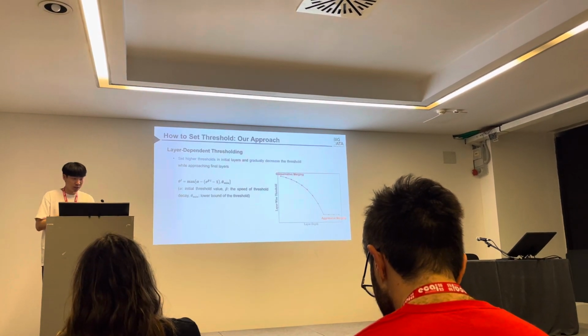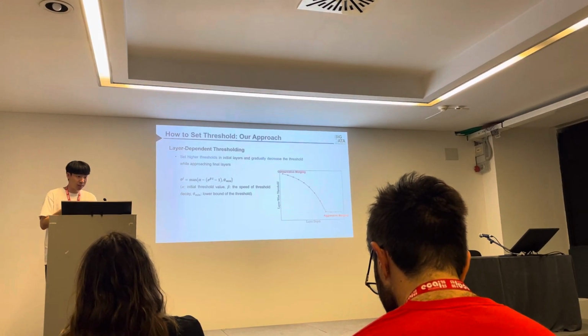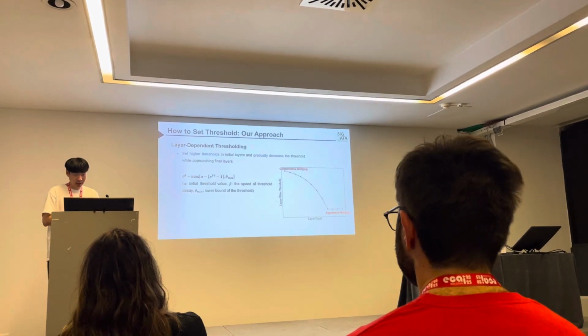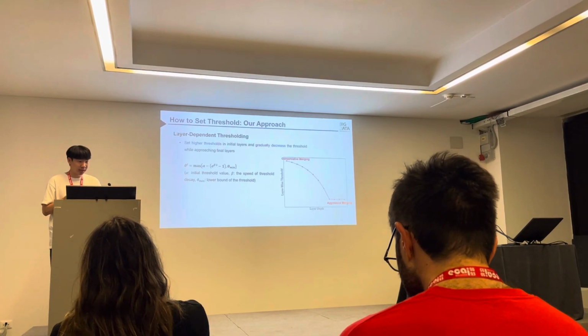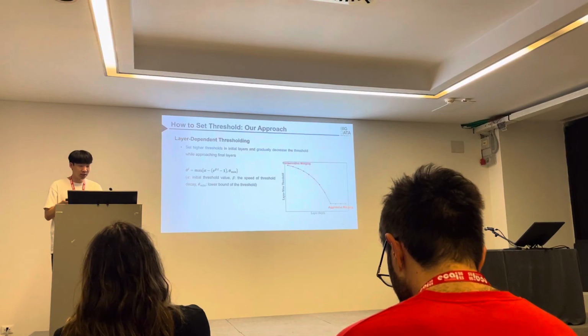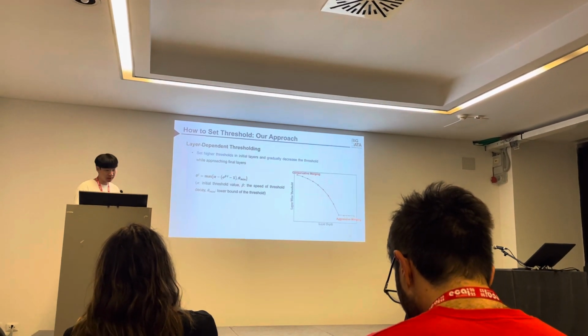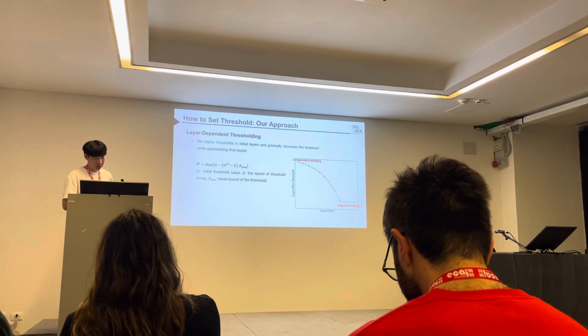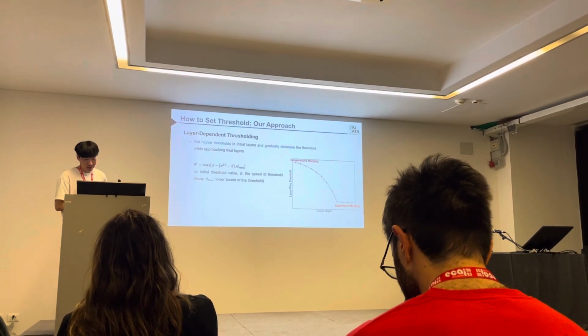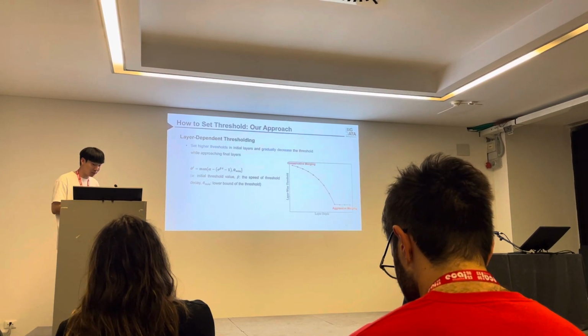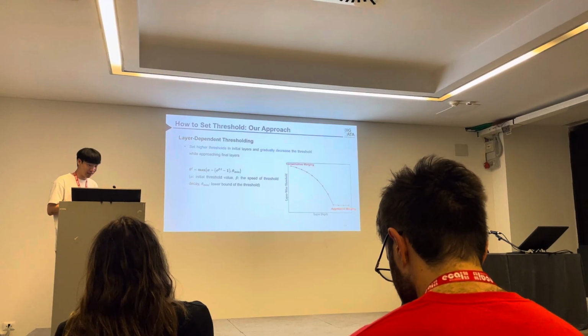Through this analysis, we proposed a layer-dependent thresholding strategy in which we set a higher threshold in initial layers and gradually decrease the threshold while approaching final layers. And this formula represents what I just explained, and the right figure shows how the layer-wise threshold varies across layers.